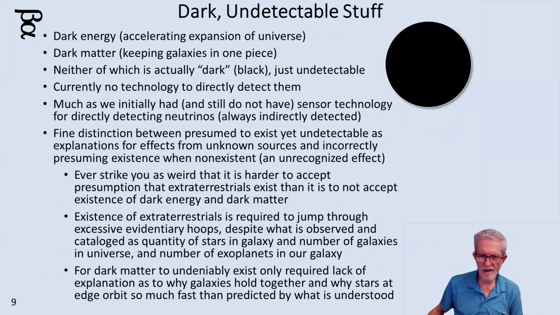And now we get into the dark undetectable stuff. If something is not detectable by our current technology and the sensors embodied in that, then we call it dark. If it has an effect that we can't explain and we don't see anything showing up on our sensors, we call that dark. It just means it's currently, with our given technology, undetectable. But we see the effect of it. Currently, we have no technology to actually directly detect this stuff. But we know it's there because we can see the effect of it.